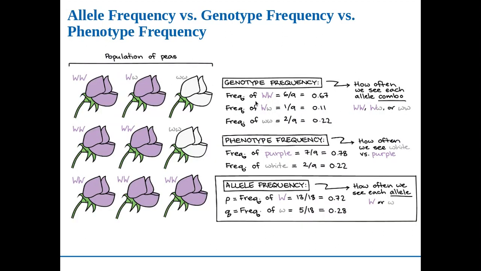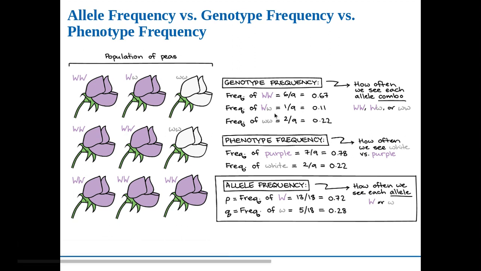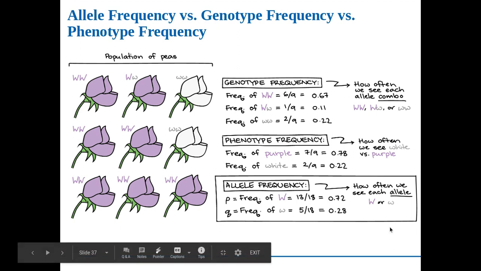So when we talk about the genotype frequency, that is a little bit different, because now we're talking about the pairs of alleles. So we have big W would be contributing to this one. So we've got 1, 2, 3, 4, 5, 6 out of 9 offspring. For this frequency, we have 1 out of 9, and this frequency, we have 2 out of 9. And we can see those here. Phenotype frequency is also different, how often we see purple versus white. But then the allele frequency is how often we see each of these alleles.